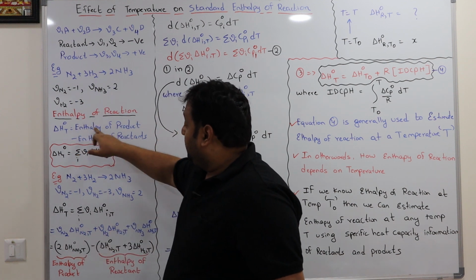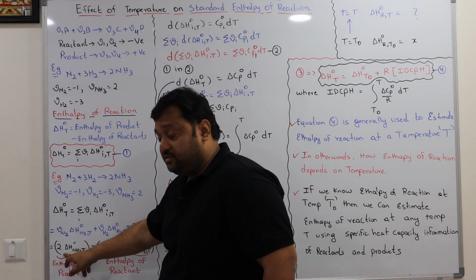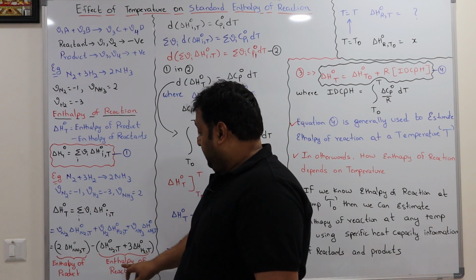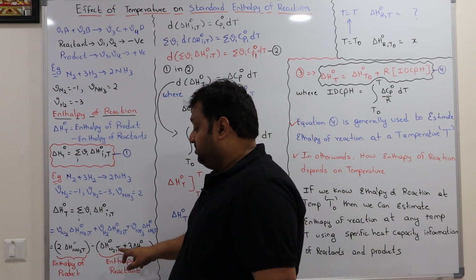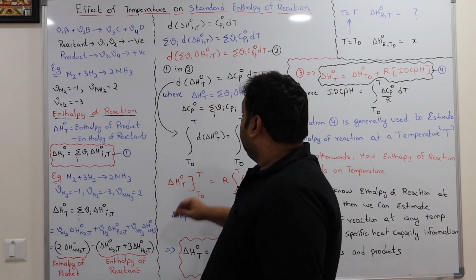Now you can see the enthalpy of the reaction, as I told you, is nothing but the enthalpy of the products minus the enthalpy of the reactants. You have the enthalpy of the product, which is ammonia, and the enthalpy of the reactants, which are nitrogen and hydrogen.